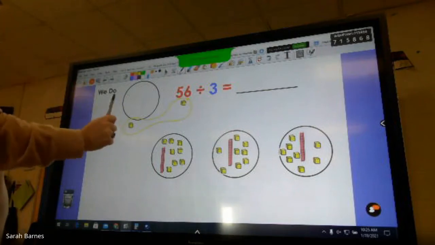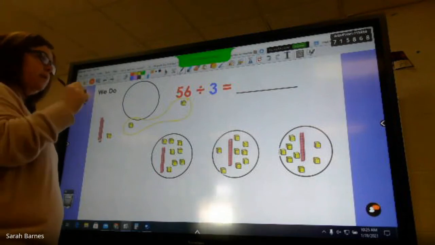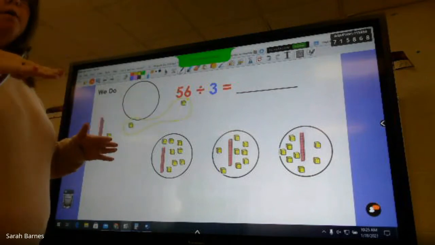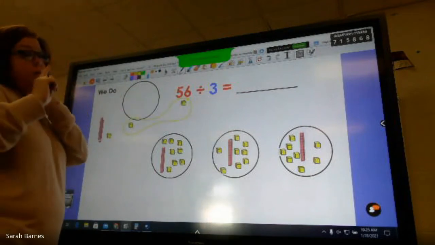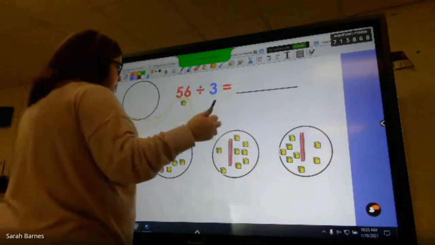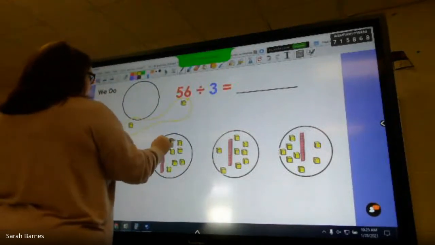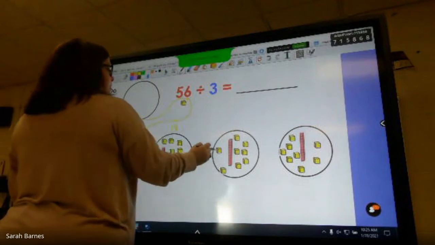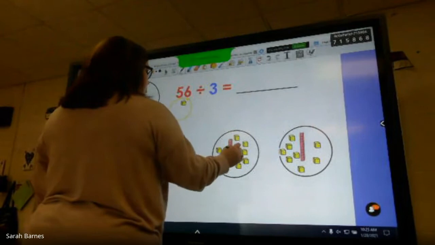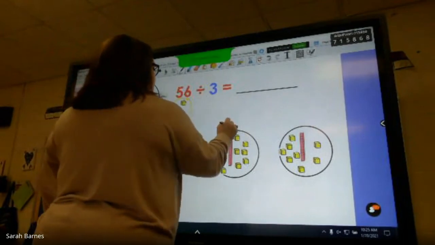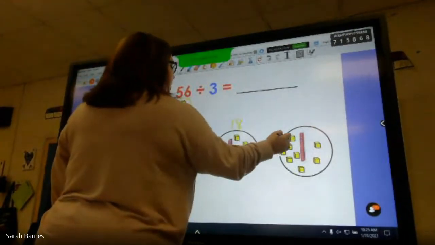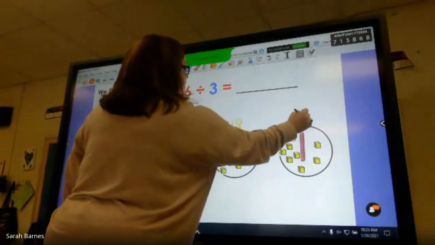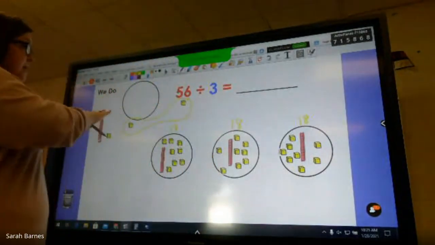All right, so I need to count how many are in each group just to be sure that I have the same number in each group, because that is very important in division to make sure we're divvying them out equally. 10, 11, 12, 13, 14, 15, 16, 17, 18. All right. So each group is equal.